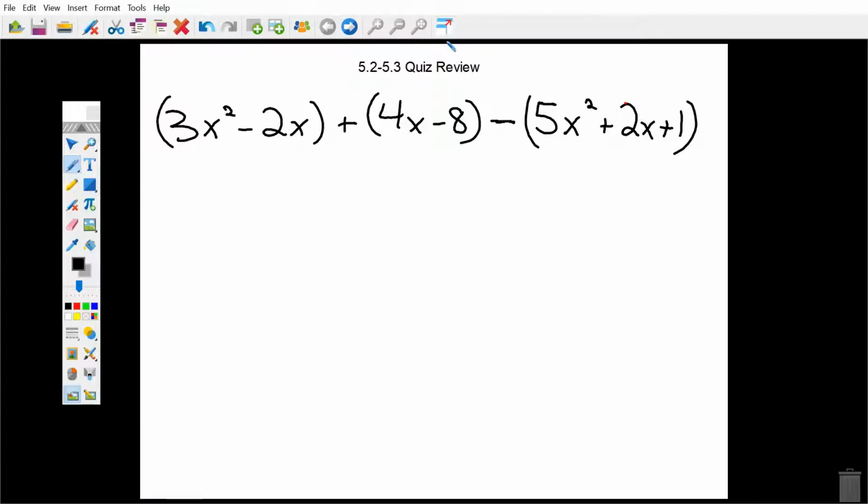Let's begin. The first question says 3x squared minus 2x plus 4x minus 8, minus 5x squared plus 2x plus 1. The first thing I need to do in this question is look for subtraction signs in front of the brackets. Here, there's a plus sign, so that's not going to change anything. But this next one has a subtraction sign. As you recall, this is going to flip the signs.